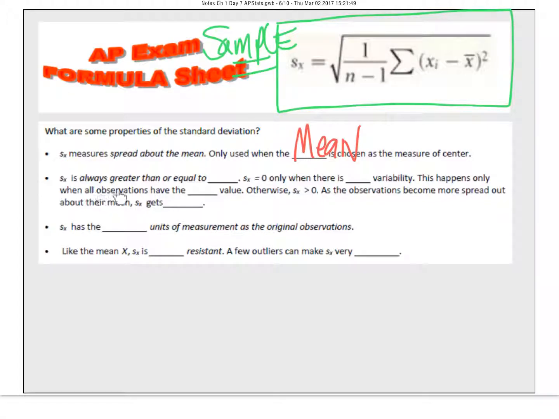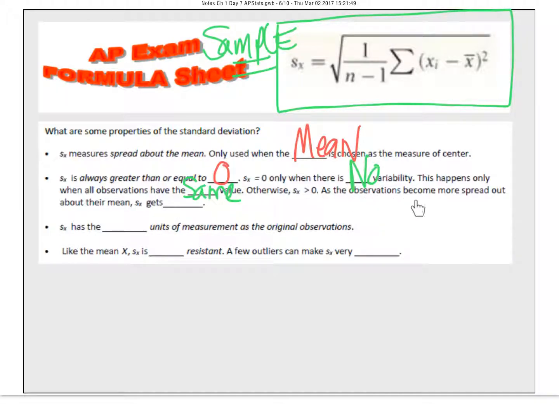Second one, S of x is always greater than or equal to 0. Now it can equal 0, but the only time it equals 0 is when there's absolutely no variability in the data whatsoever. This happens only when the observations all have the same value. So if you have a data set where all the data isn't the same, you will find a standard deviation is going to be greater than 0.